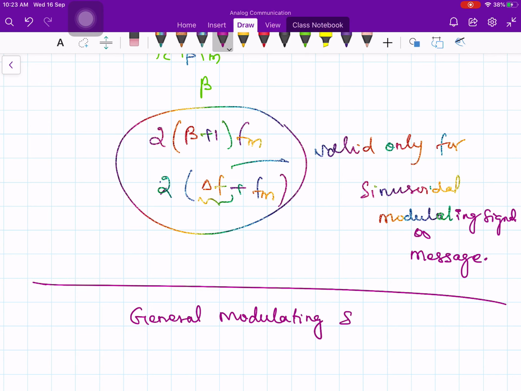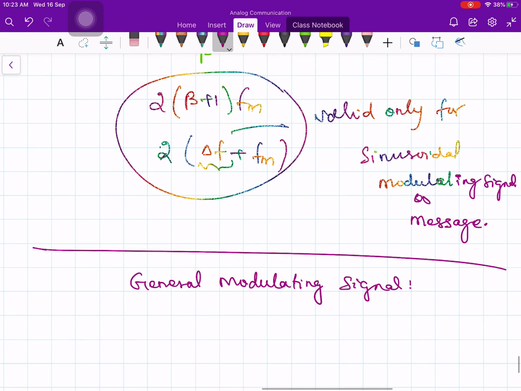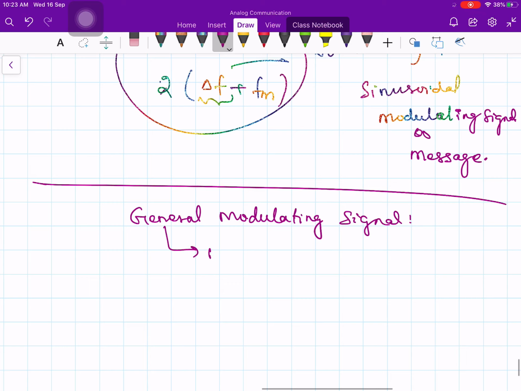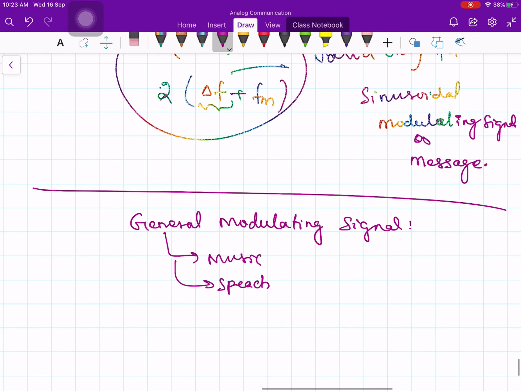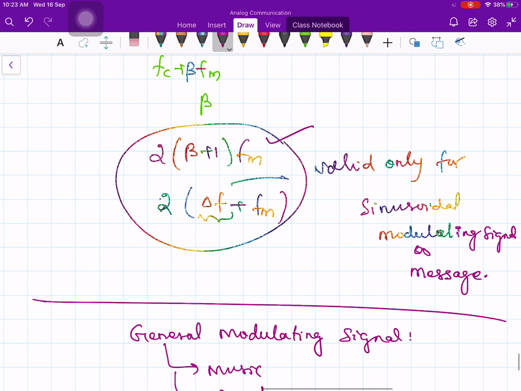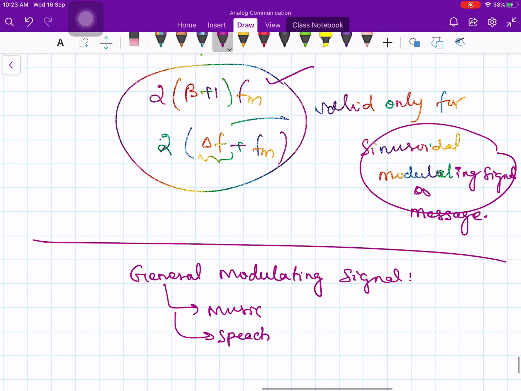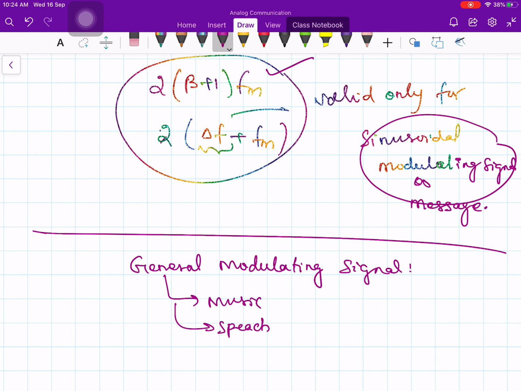When I say general modulating signal, what do I mean? Like music signal or speech. Because this result I cannot use for my general signal, right? This result I argued based on the sinusoidal modulating signal. Now I would like to find the result for bandwidth in the case of a general modulating signal. So what can you say about the bandwidth? See, I am only giving you the result. We are not going into any discussion for that.